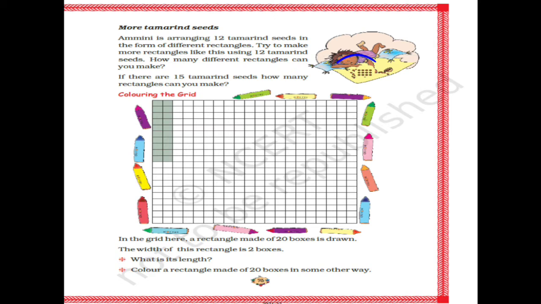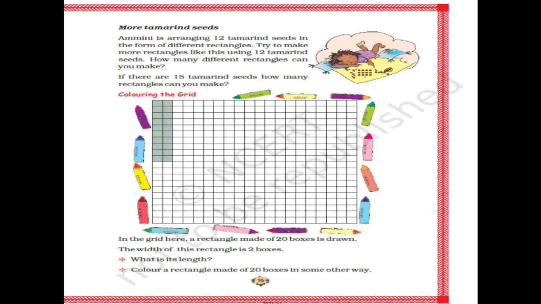Now see, in this picture you can see that Amini is trying to make different rectangles by using 12 tamarind seeds. Now in this, what you have to do, you have to make different rectangles using 12 seeds. So this will be your homework as well. The next question, that is by using 15 tamarind seeds, you have to make as many rectangles as you can. So this will be your homework. You have to solve this in your notebook.